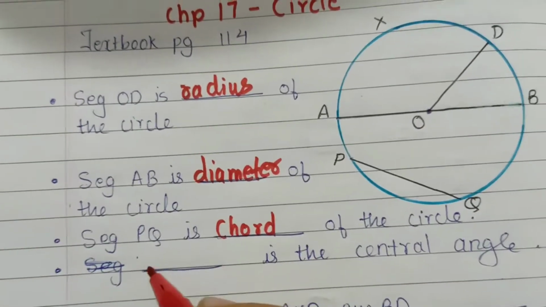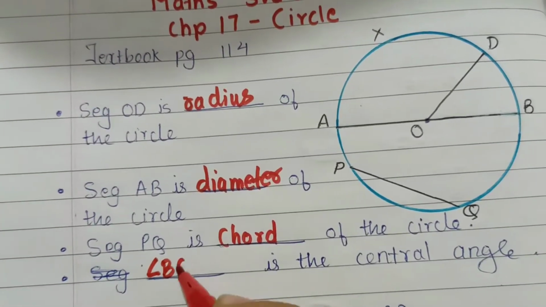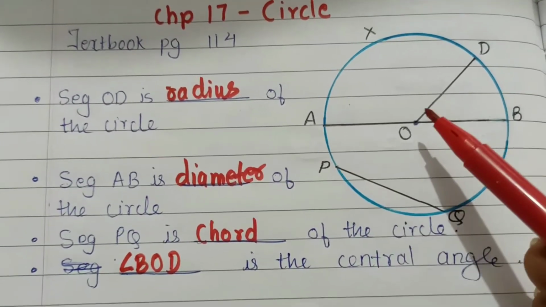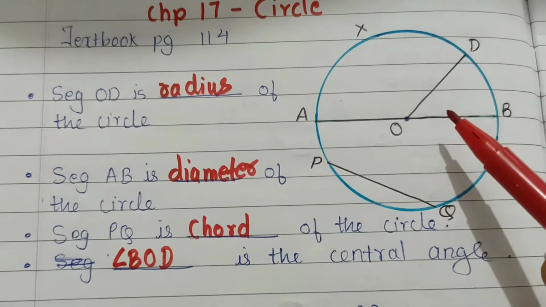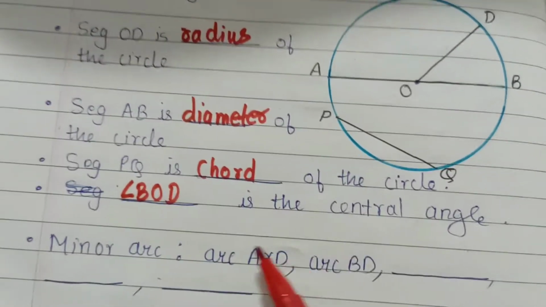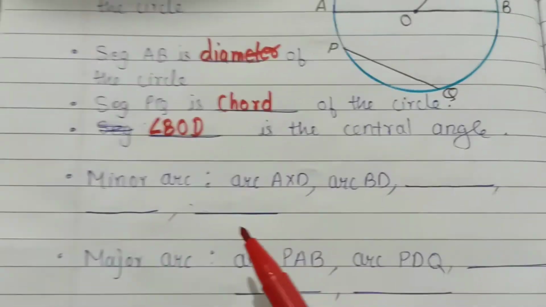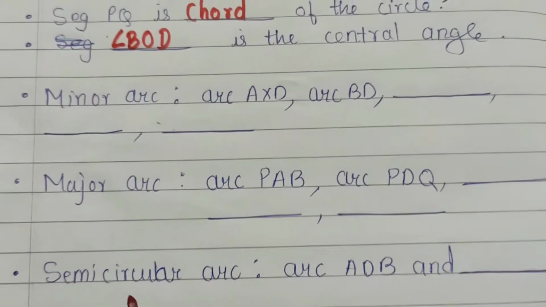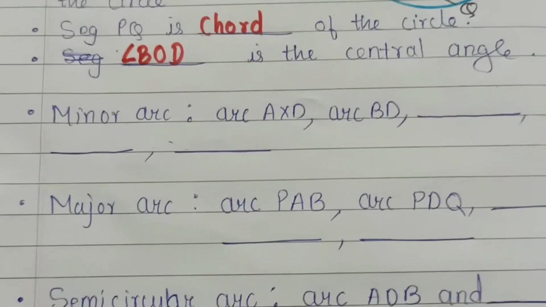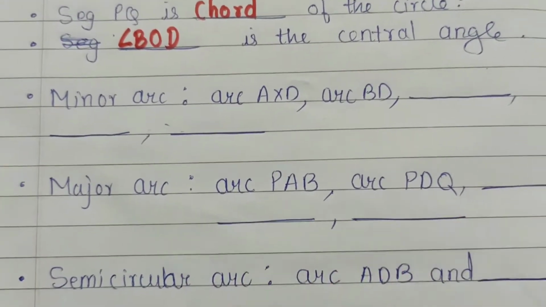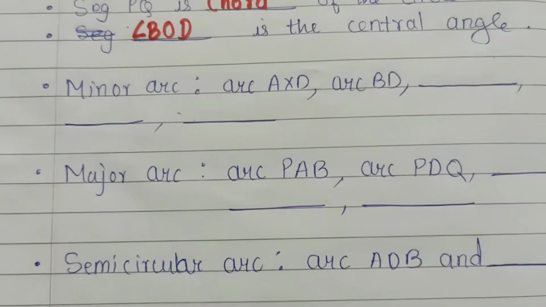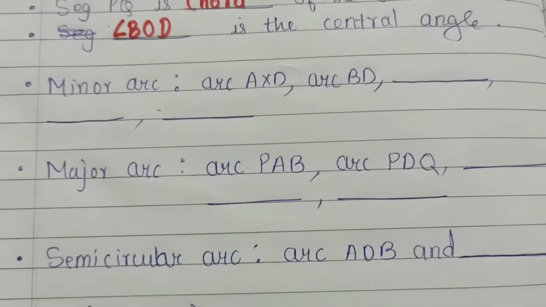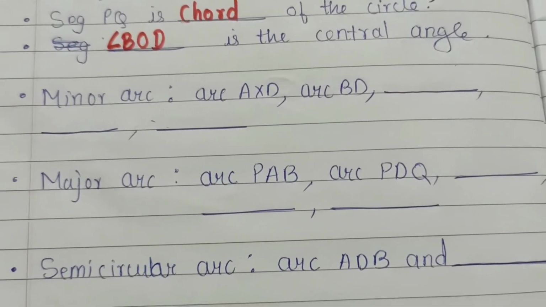So we'll name it as angle BOD. You can name it as angle AOD also. You can name it as angle BOD also. So anything will do. So angle BOD is the central angle. Next is minor arc, major arc and semicircular arc. So understanding this concept is very important, students. If you are confused, you can watch the circle introduction video and I'm sure your doubt will be clear.